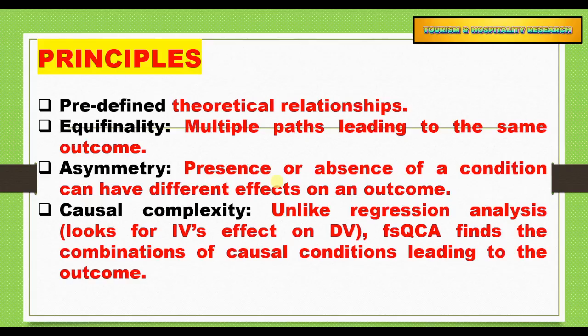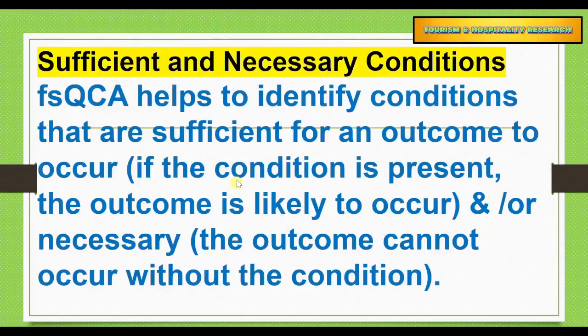But fsQCA works in a different manner. It tries to find out the combination of causal conditions leading to the outcome, not just the effect of a single independent variable on the dependent variable. Now, what are sufficient and necessary conditions? It is important to know these things before we dwell into the practicality of conducting fsQCA, which I'll definitely share with you in the subsequent videos. But it is important to know for now the base factors, the principles which work behind fsQCA.